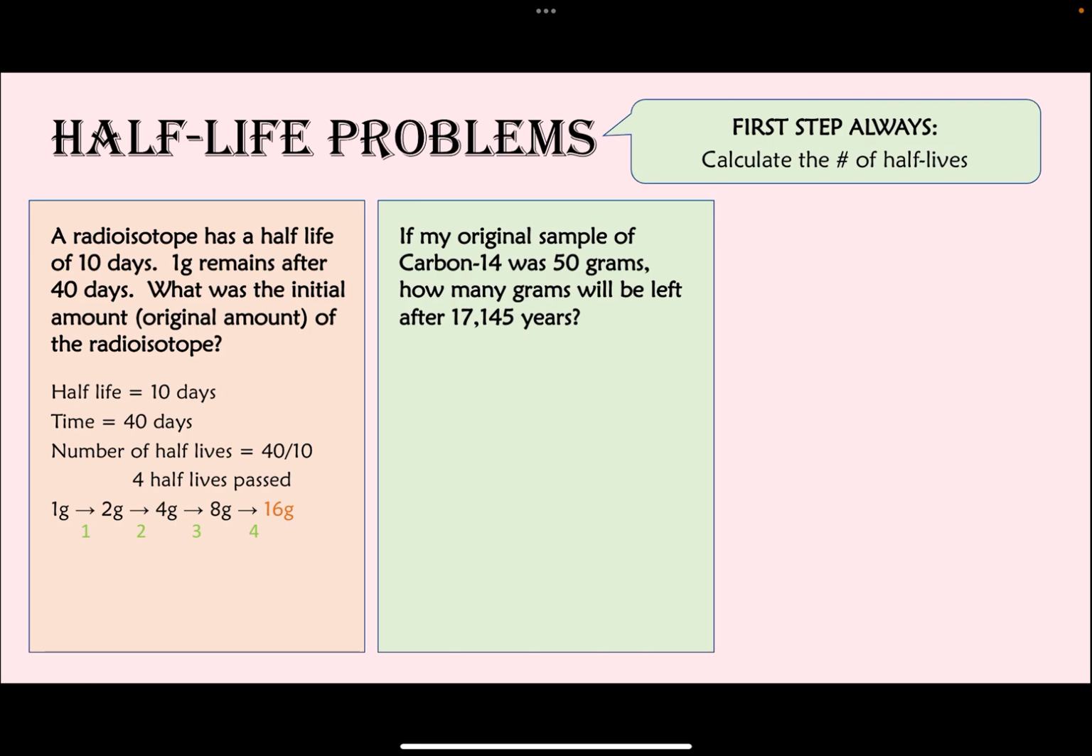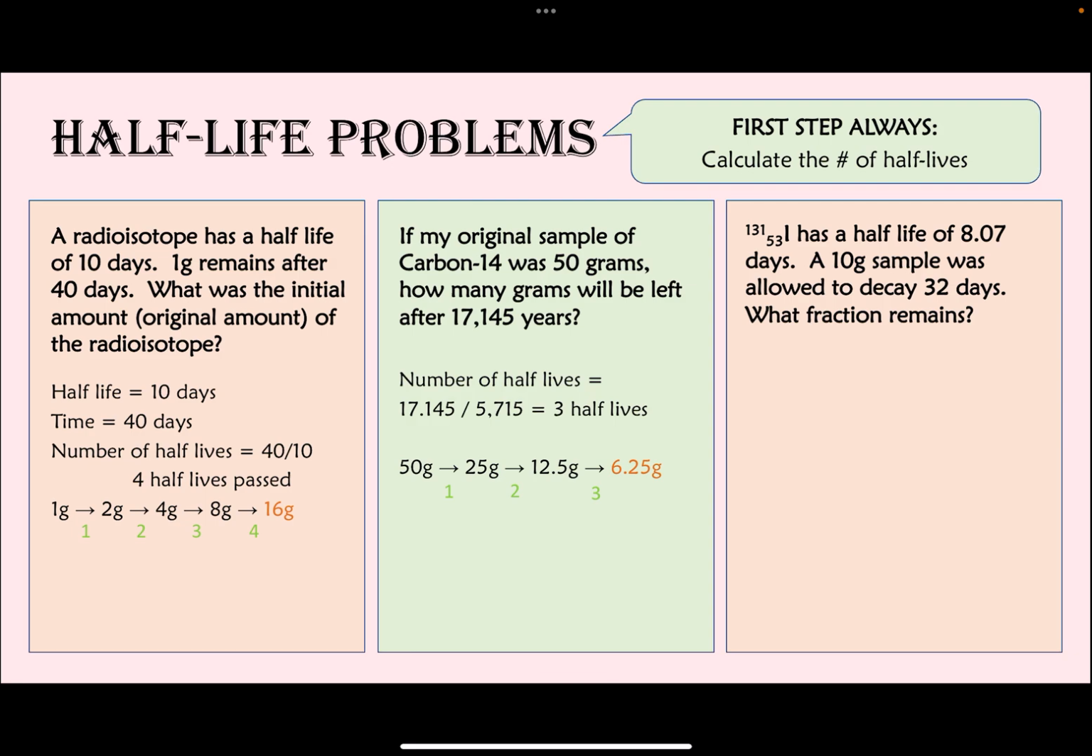If we have an original sample of carbon-14 that was 50 grams, how many grams will be left after 17,145 years? So you have to first, remember, determine the number of half-lives. According to table N, the half-life of carbon-14 is 5,715 years. So we just take the total time that has passed and divide that by 5,715. That tells you that 3 half-lives have passed. So now, if the original sample was 50 grams, after 3 half-lives, it's going to be 6.25 grams. So you can just do your arrows thing.